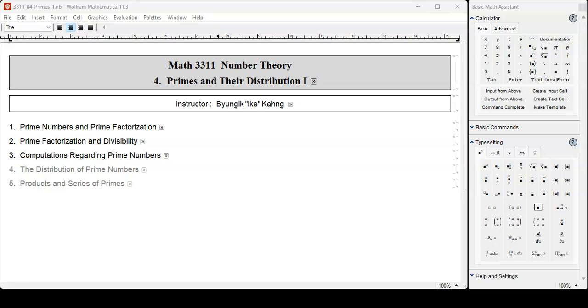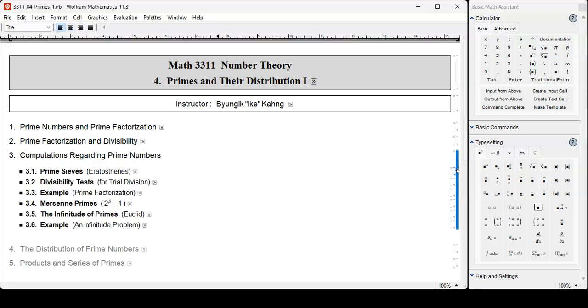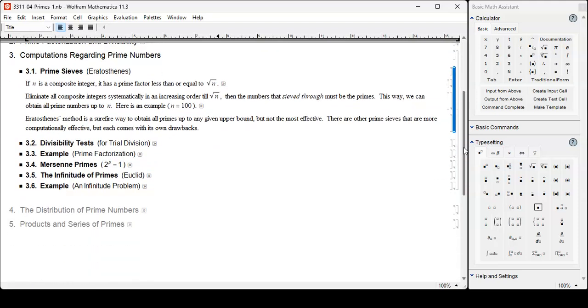Hello students, welcome back. Now let's go to section 3 and discuss the computational aspects of prime numbers. First, let's discuss how to find prime numbers.